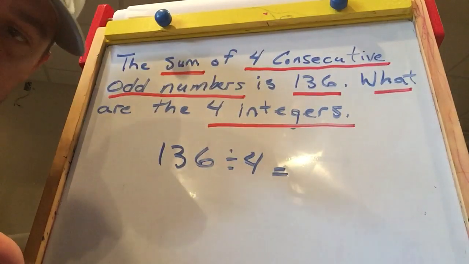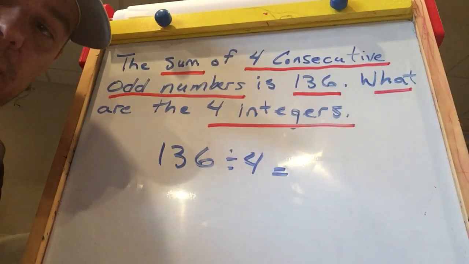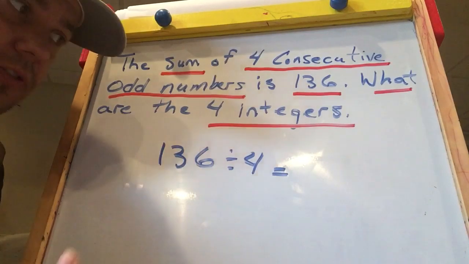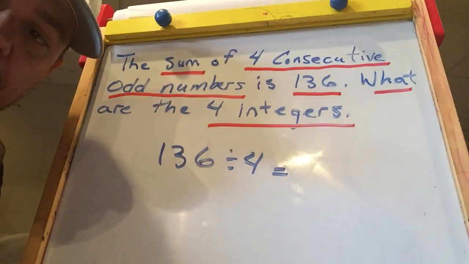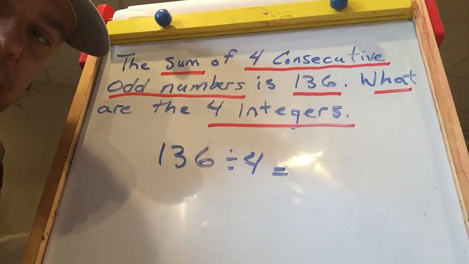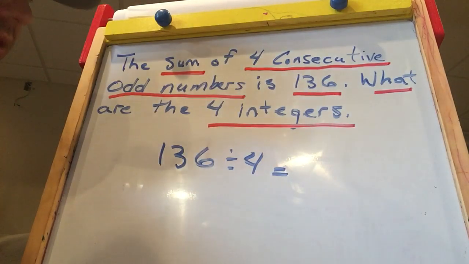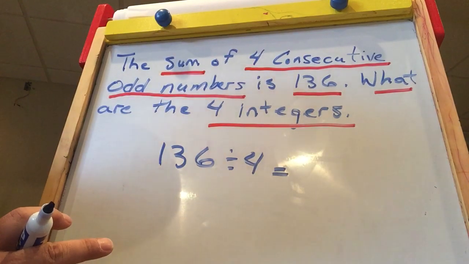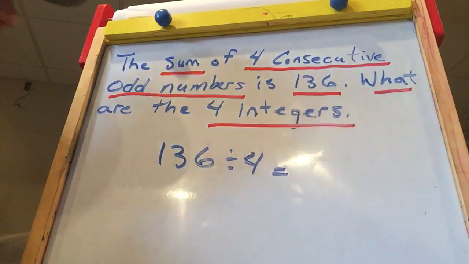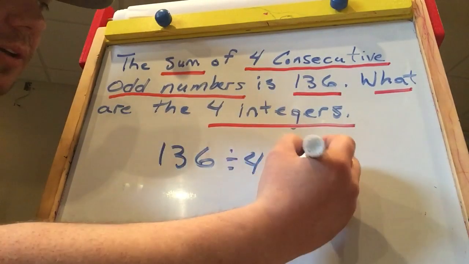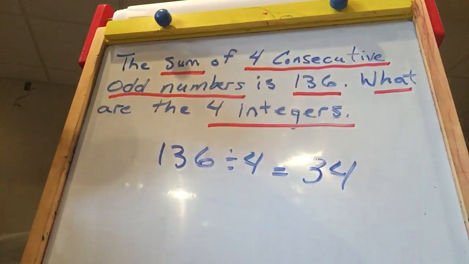I thought, if it's going to be four numbers that total up to this, and they're consecutive, they're close to one another. So if I divide this by 4, the numbers I'm looking for are going to be pretty close to that number as well. If I cut 136 in half, I end up with 50 plus 15 is 65, plus 3 is 68, and half of that would be 34. So 136 divided by 4 is 34.